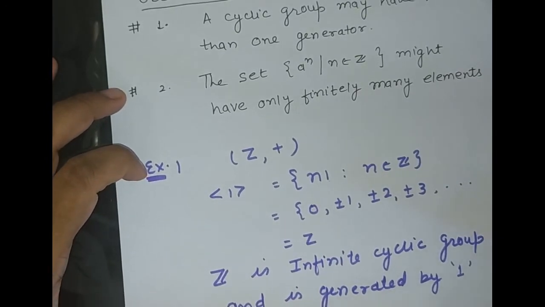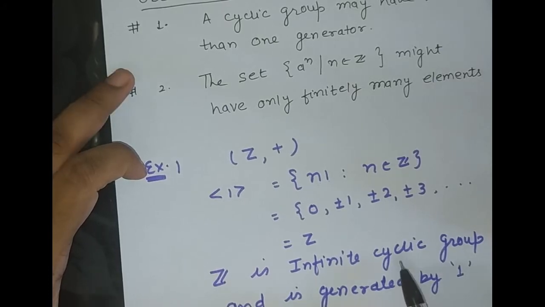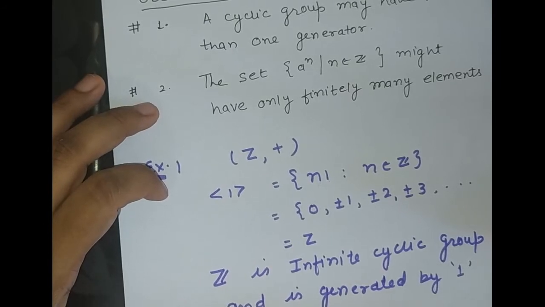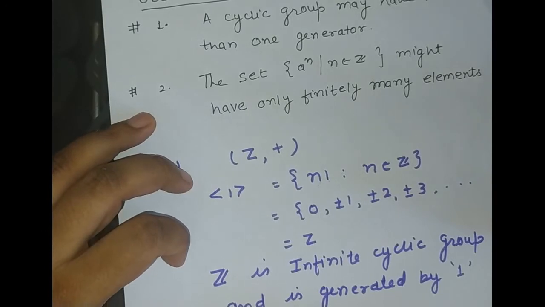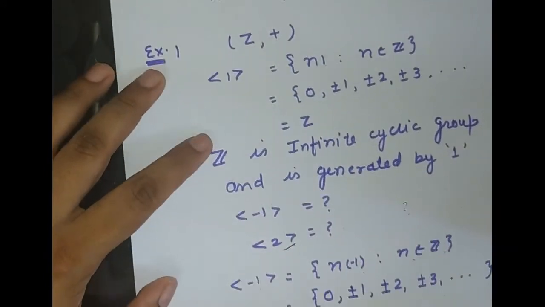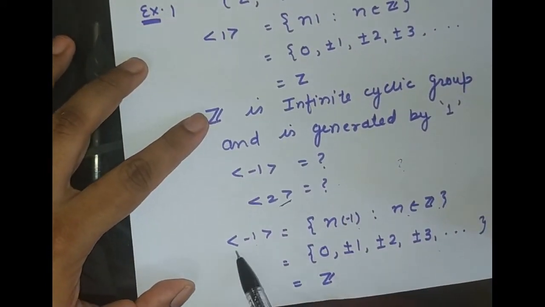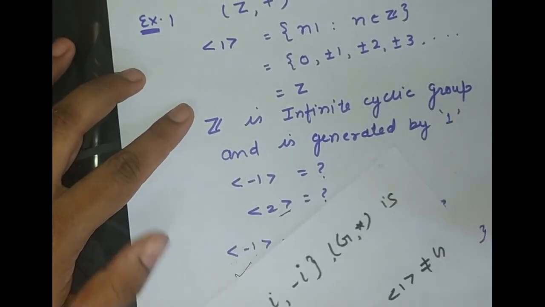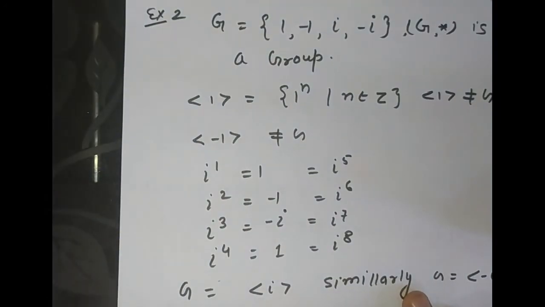You have to show whether 2 will be the generator of this group or not. You have to check minus 1 to the power n, where n belongs to Z, taking the value of n from 0 to infinity and 0 to minus infinity. So our set's values are 0, plus minus 1, plus minus 2, plus minus 3, and all these values are equal to Z. So this minus 1 is also the generator of this Z. Here Z is an infinite cyclic group.